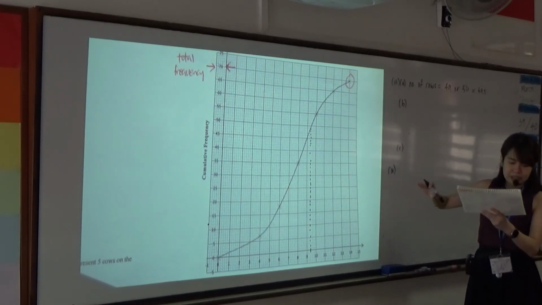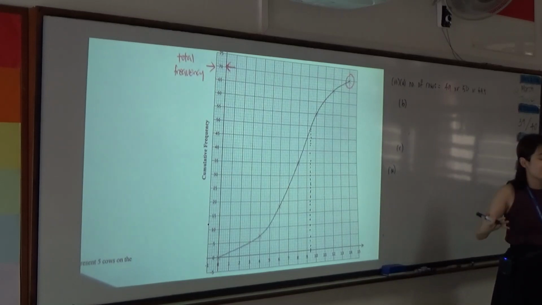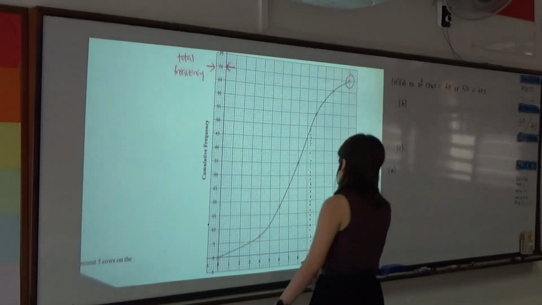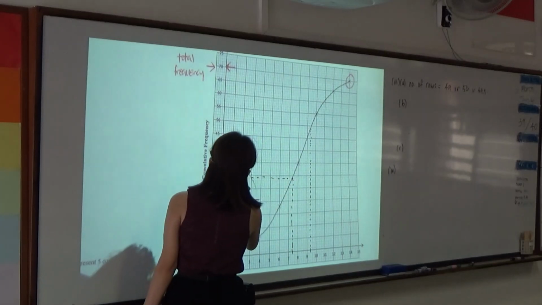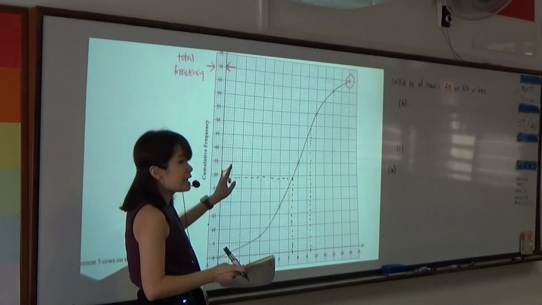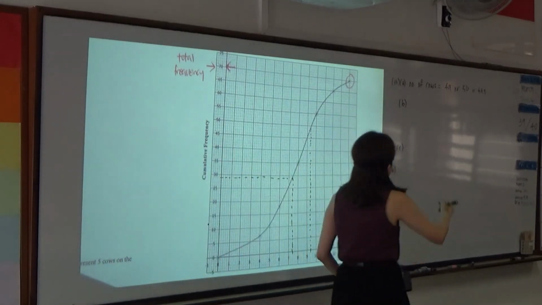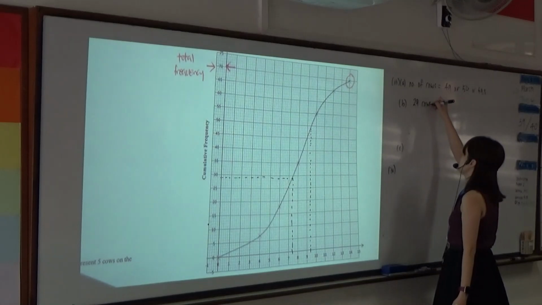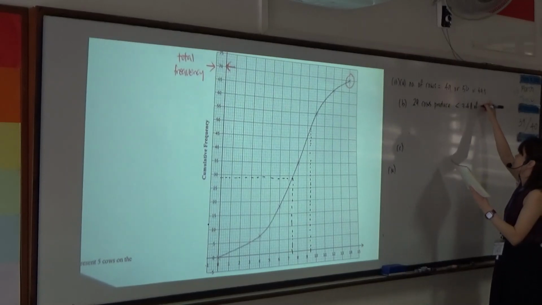Then in part B, we want to find the fraction of the total number of cows that produce at least 7.4 liters of milk. At least means that it's more than or equal to. So we first look for 7.4 liters, reading upwards to the graph. You will likely be able to get about 29. So there are 29 cows that produce less than 7.4 liters of milk. Take note, 29 cows produce less than 7.4 liters of milk.